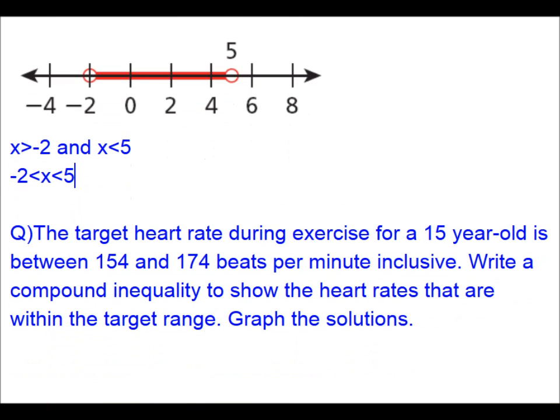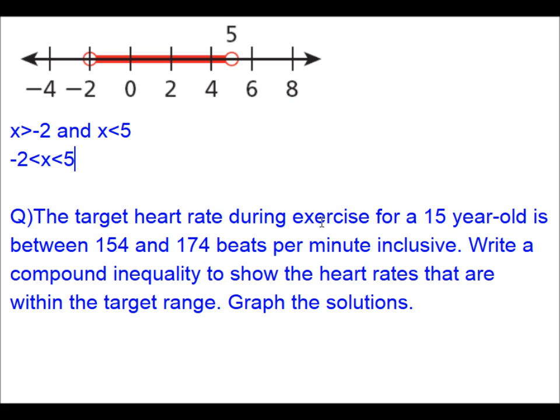Let's see a word problem. The target heart rate during exercise for a 15-year-old is between 154 and 174 beats per minute inclusive. In the word problem, it always says if it is exclusive or inclusive. Since it said inclusive, on the number line we will put a dot on 154 and 174 because they are inclusive. And while writing the inequality, we will use less than or equal to, and greater than or equal to. Equal to is important for inclusive.